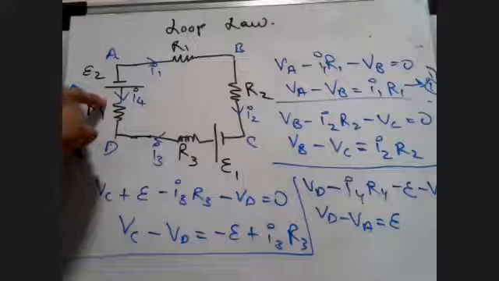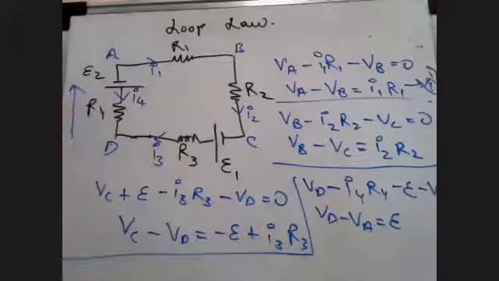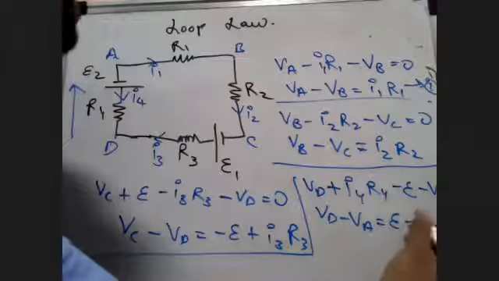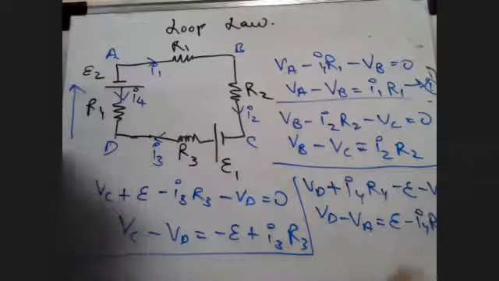BD, will it be minus I4 R4 or plus I4 R4? Plus I4 R4. Yes, plus I4 R4. And then will it be minus epsilon or plus epsilon? It will be minus epsilon. Epsilon minus VA. So it will be epsilon minus I4 R4.